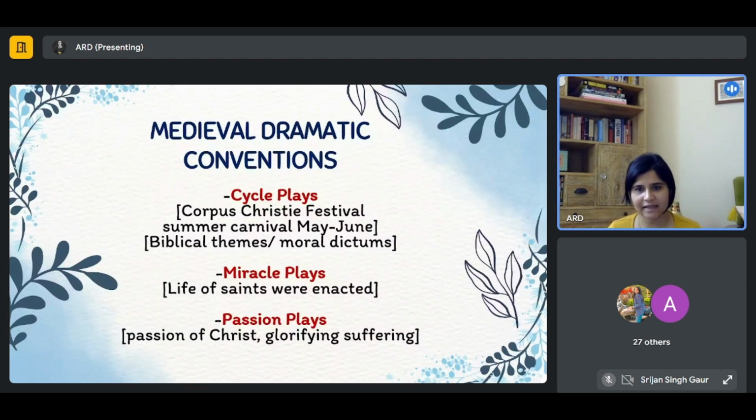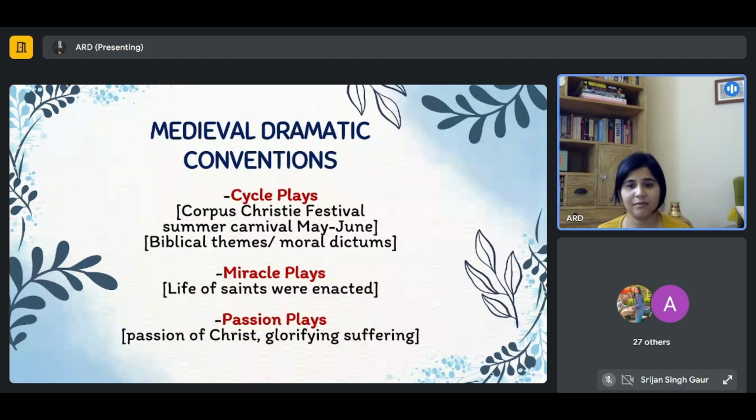Then there were miracle plays, like you correctly pointed out. It was the life of the saints. So the audience was given a message that we need to emulate their lives. We need to emulate their simplicity, not ask for public conveniences, also because the society was feudal and they were peasants. So this was a conditioning done to the peasants: like your simplicity, and live your life like the saints live.